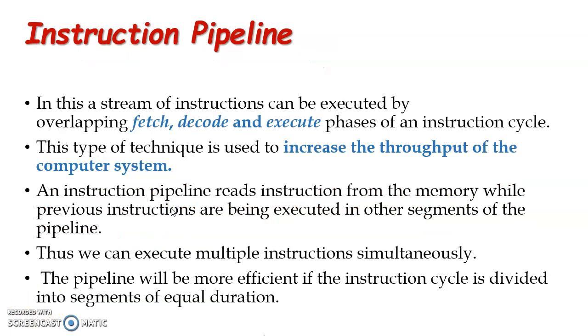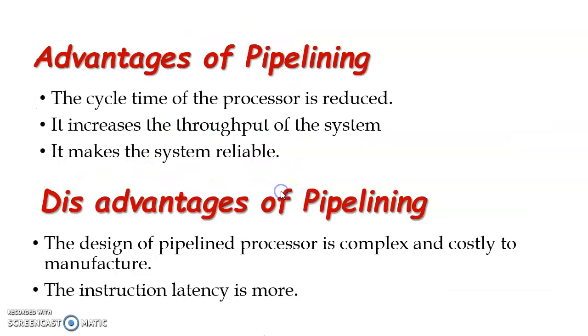Okay, we have already seen how an instruction pipeline works. In this, a string of instructions can be executed by overlapping the fetch, decode, and execute phases of an instruction cycle. This type of technique is used to increase the throughput of the computer system.